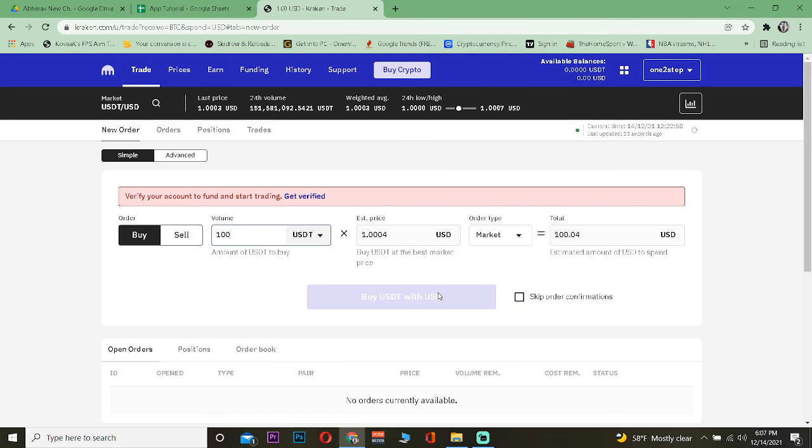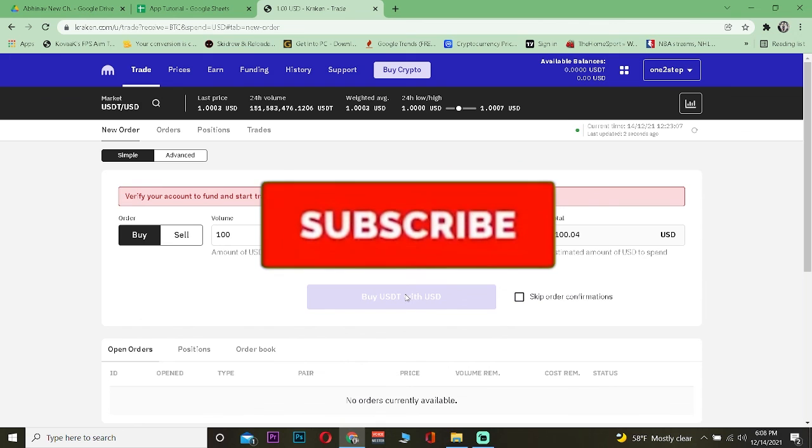All right, now just click on buy USDT with USD, and the Tether will be bought. But I can't click the button because I have not yet verified my account. But if you guys have, then you can click on the button and buy it. So I hope you guys understand.